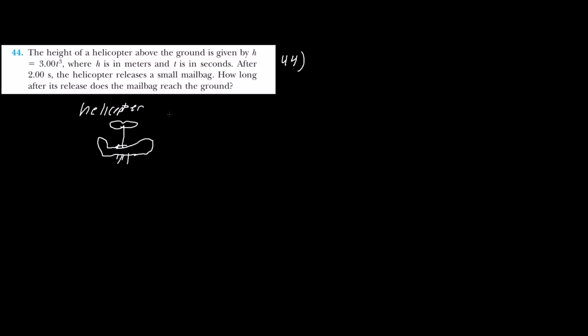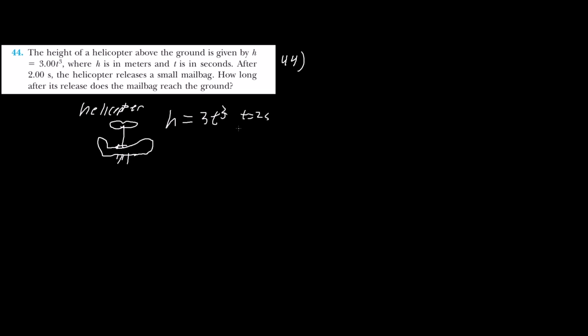Okay, so this is going to be a helicopter, and its motion is given by this equation, h = 3t cubed. We're going to ignore the units because they ignore it too, where h is in meters and t is in seconds. After 2 seconds, so we're going to let t be 2 seconds.